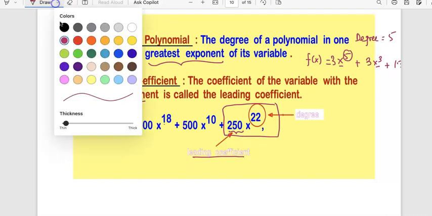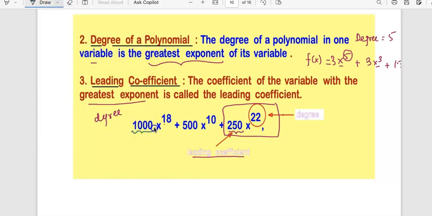Now I want to bring this back to your attention. This is called a coefficient, this is called a coefficient, and this is also called a coefficient. But between these three, which is the leading coefficient? 250 is the leading coefficient because this term has the highest power over here. That's your degree. This is to keep in mind.